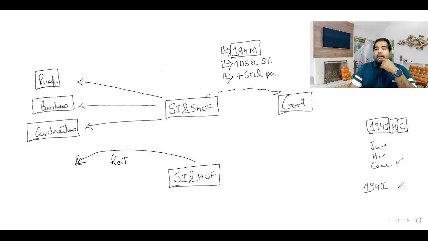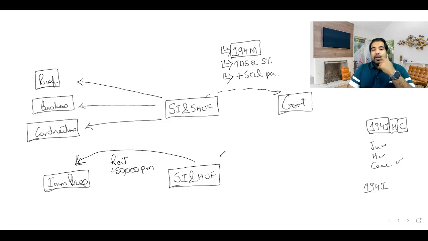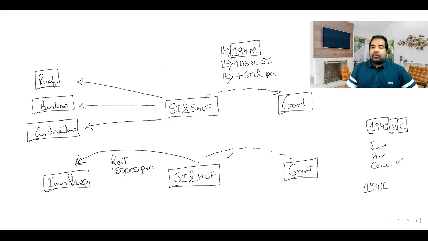194I was not applicable. But guys, the government says, listen, people are renting out big flats. So if you're going to rent immovable property and the rent is going to be more than 50,000 per month, that means you're paying a lot of money, so the government is also expecting some TDS. 194I does not apply to you, but don't worry, this will apply to you. This is section 194IB. I'll give you a shortcut for this also.